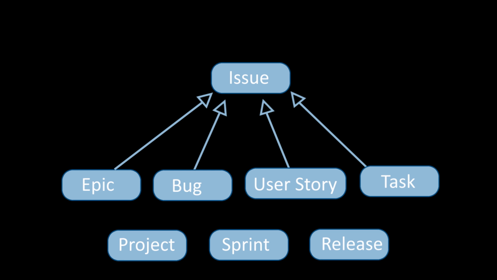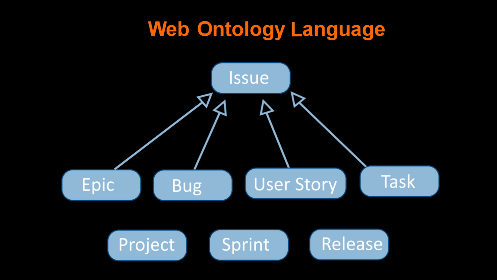This is an example of a UML class diagram. It's a great way for humans to immediately grasp the entities within a domain, but it's not so good for machines. If we want computers to manipulate the entities, we need to describe the classes in a language that computers can easily parse. That's where the web ontology language comes in handy.